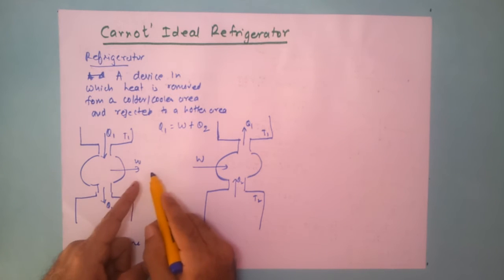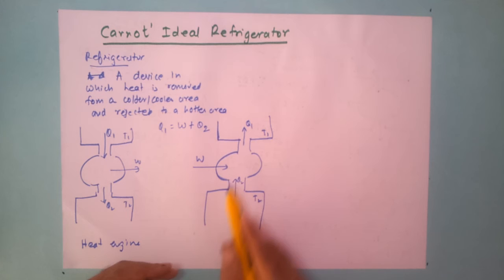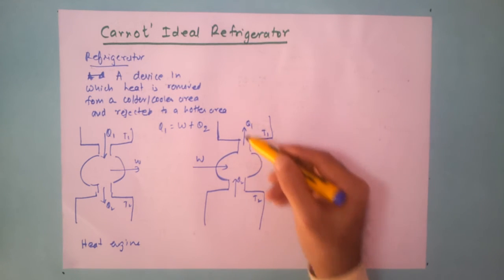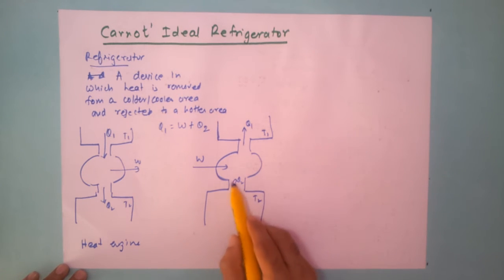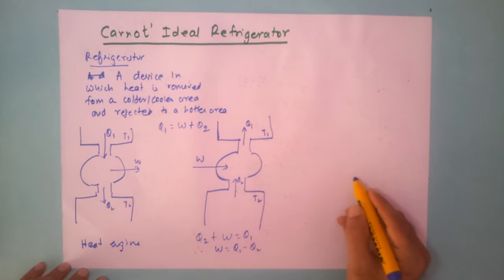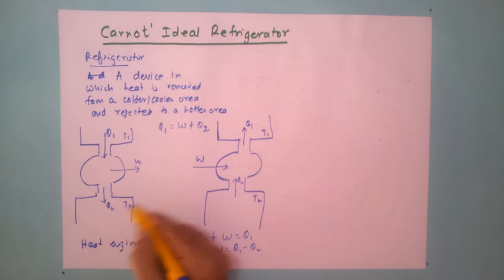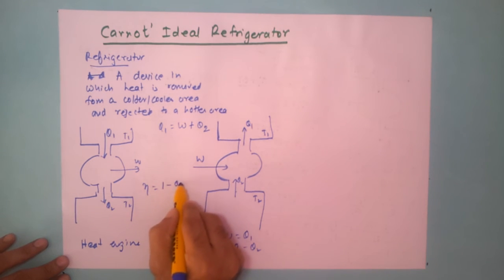So this is exactly upside down. In the heat engine, work is output, whereas here work energy is input, because you need to give it energy to remove heat from a colder area and reject it to a source at a high temperature. And therefore, the equation that we get over here is that Q2 plus W is equal to Q1. And therefore, W is equal to Q1 minus Q2. In the engine case, we had efficiency equal to 1 minus Q2 upon Q1.